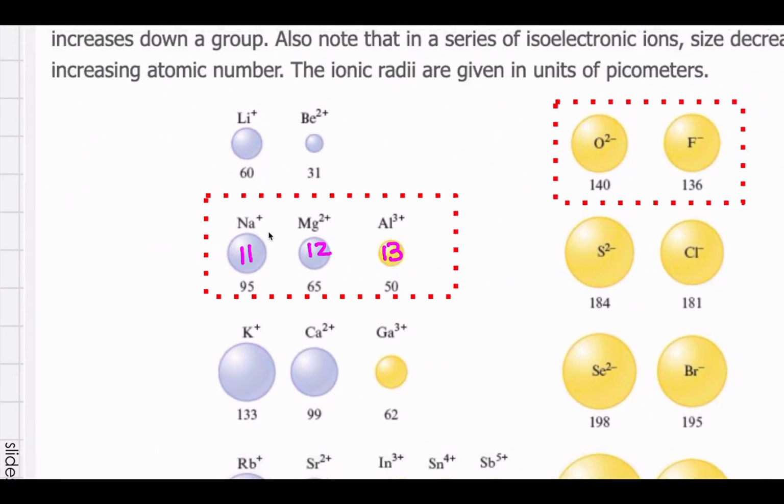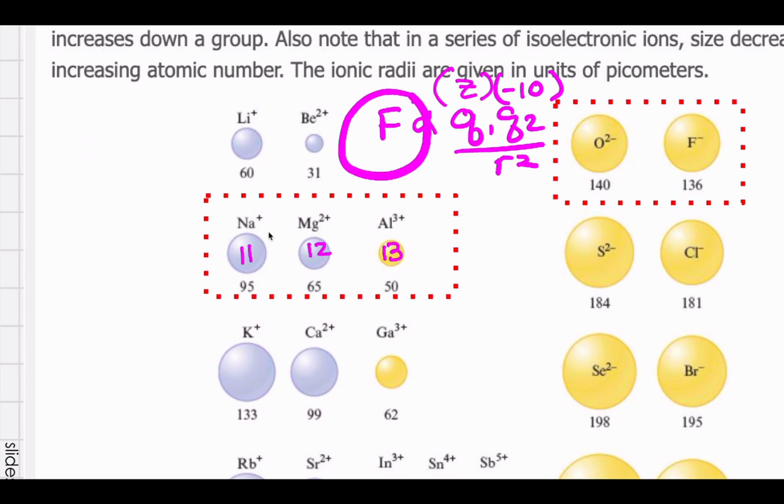So if you think about Coulomb's law, they're all going to have negative 10 for the charge of the negative part of the atom. And then the positive is really the Z, which is the atomic number. So aluminum is plus 13, so it can have a greater Coulombic force of attraction. Therefore, that ion is going to be the smallest of the 3. And then you can continue also with the other isoelectronic elements.